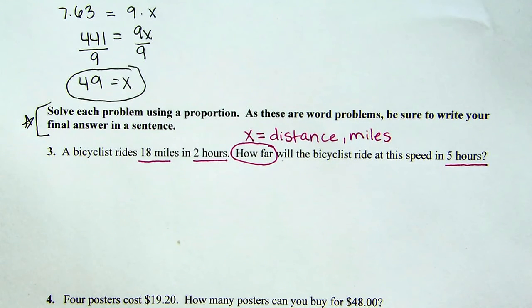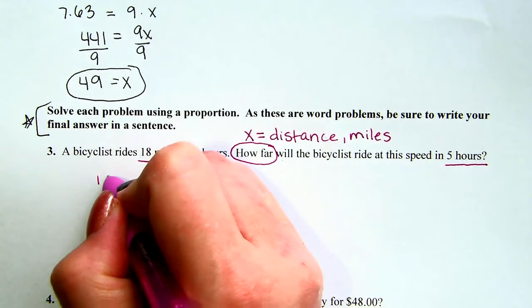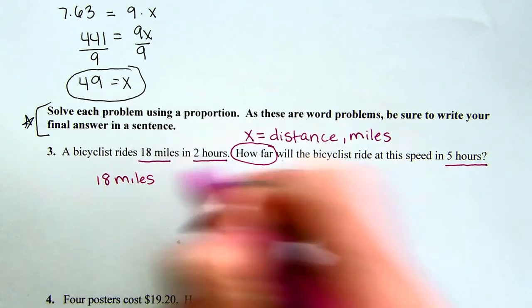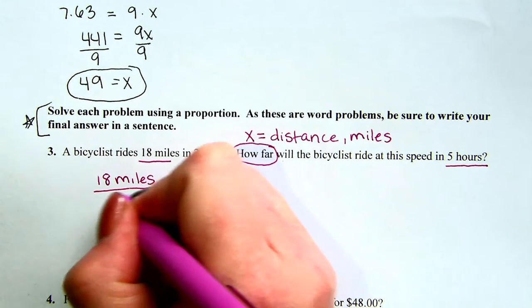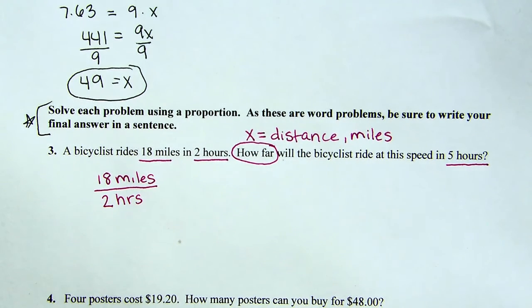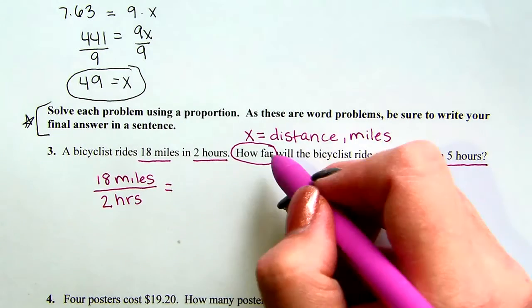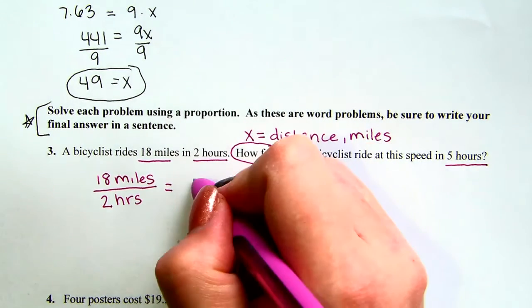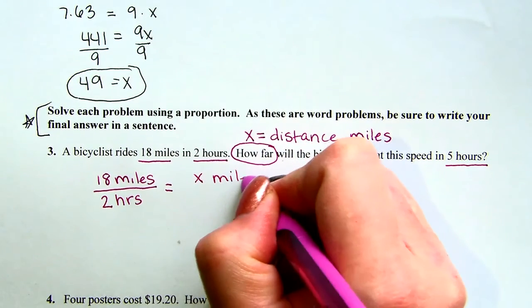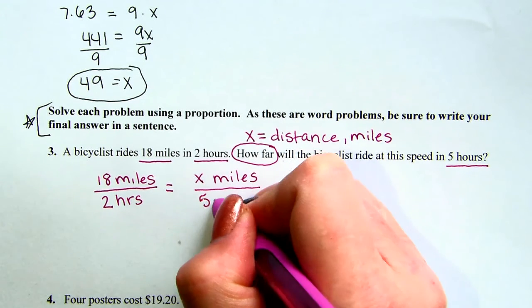Next, we need to write our proportion and make sure that the units match. Because we see 18 miles first, I'm going to write that on top, 18 miles. And that is going to be in 2 hours. So I'm going to put 2 hours down below. Now I'm going to set this equals, again, our x was miles. We don't know how many miles that this person traveled, but they did travel it in 5 hours. So we're going to put that number down below.